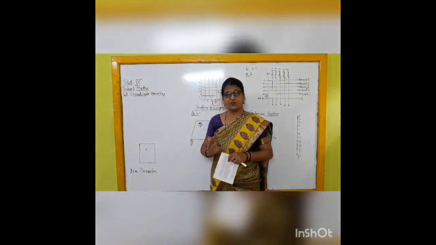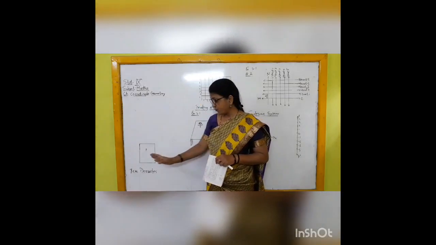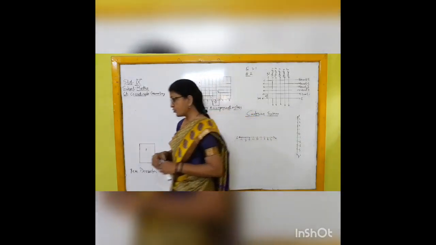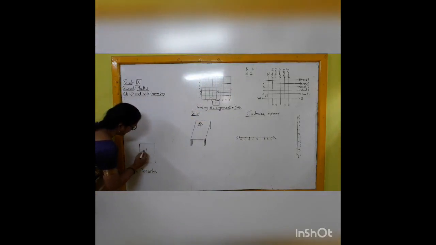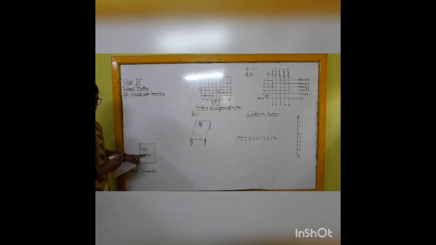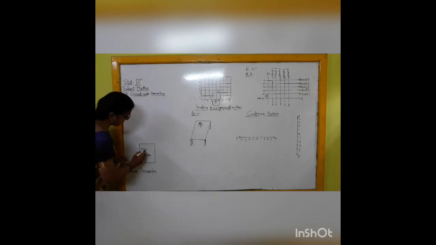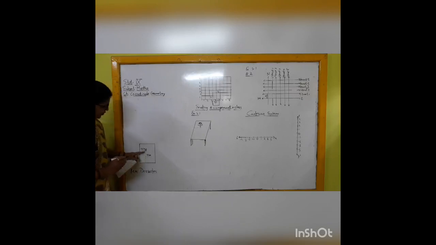If you want to represent the position of the dot exactly, you can show it this way: find the distance. Suppose it is at 5 centimeter distance from the left corner of the page and 9 centimeter distance from the bottom edge of the page. So the position of this dot P is 5 centimeter from the left corner and 9 centimeter from the bottom edge of the plane surface.